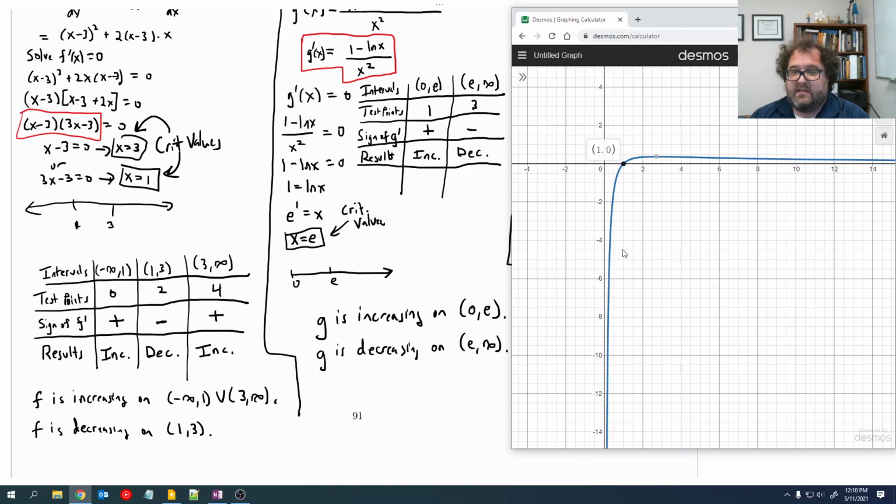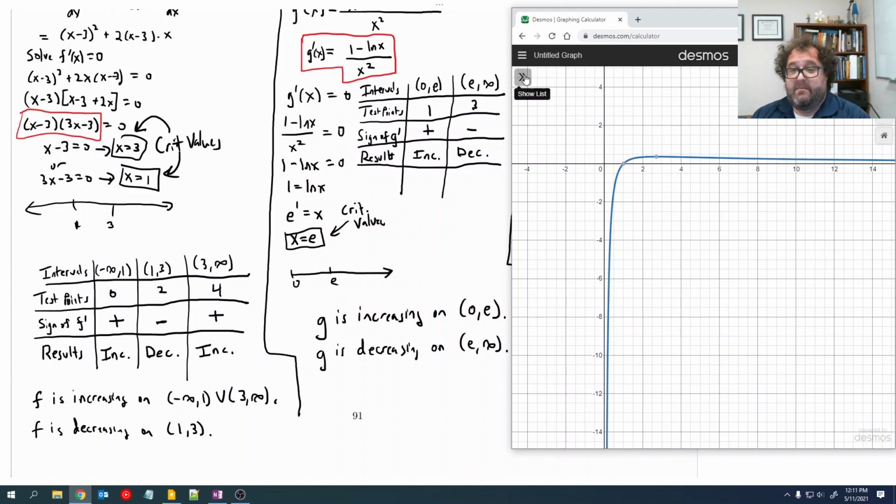Okay, so it looks like we're increasing until we get to this peak right here. And hopefully you recognize 2.718 as a decimal approximation for e. So we are definitely increasing, rising from left to right until we get to e. And it's very subtle, but afterwards the function's falling. So we're decreasing after x equals e.